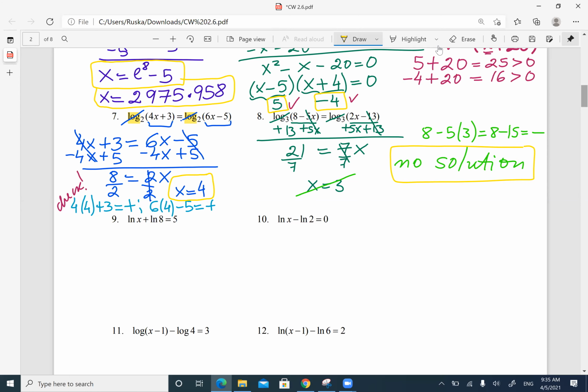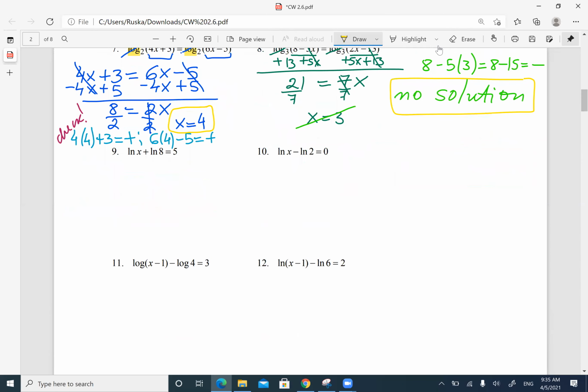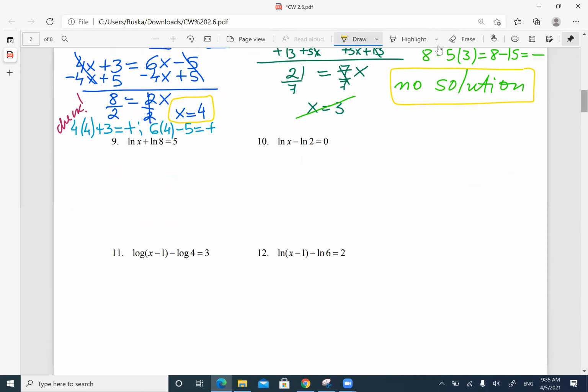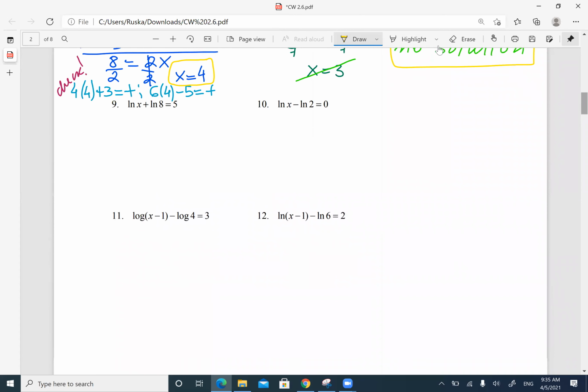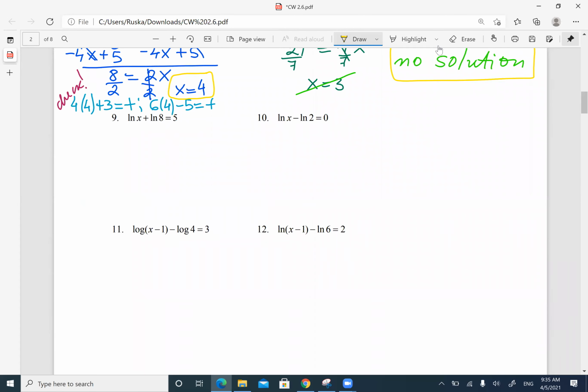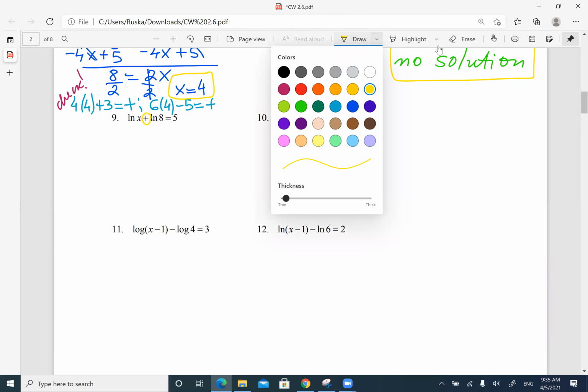So the next equations here, number 9 and number 10, 11 and 12 also. We're going to use the property for sum and difference of logarithms. So if you have ln plus ln or ln minus ln, log plus log, it doesn't matter what the base is. The rule is if it's plus, it becomes multiplication. If it's minus, it's division. Okay, so that's what you're going to keep in mind. So let's do number 9.